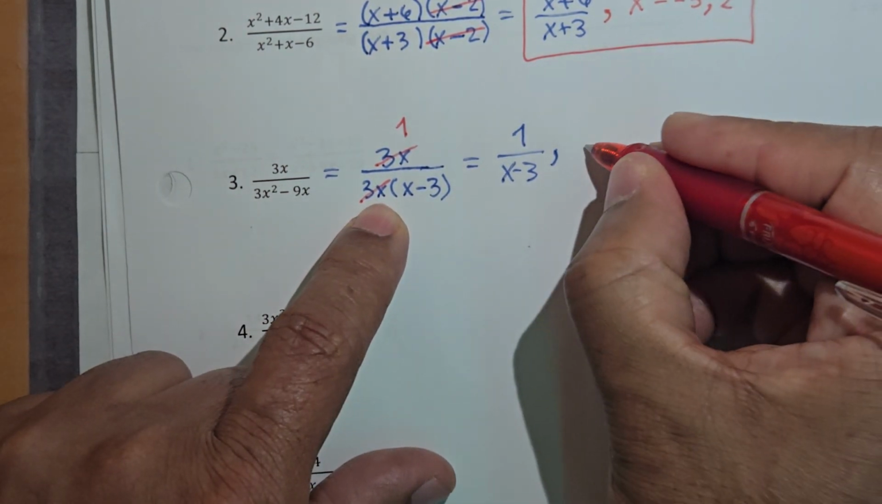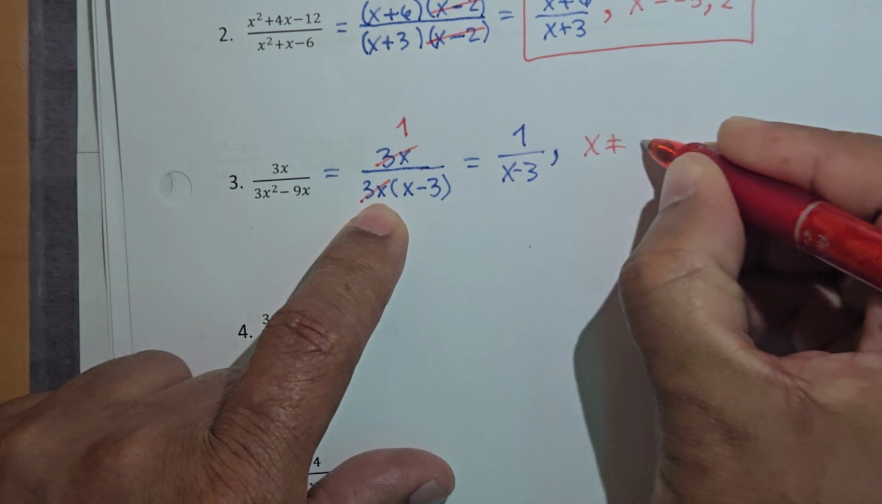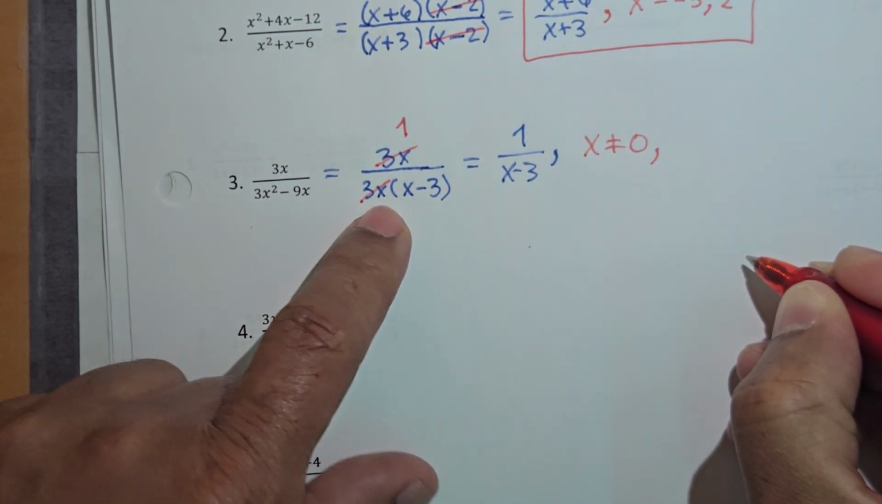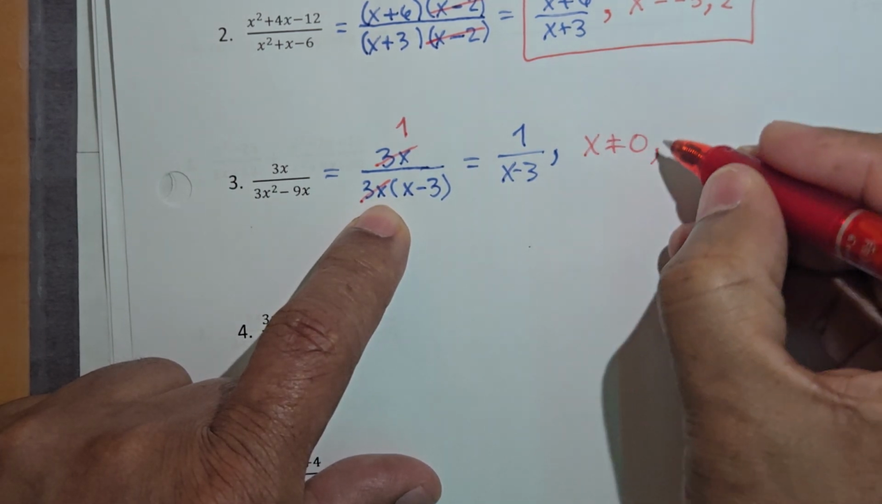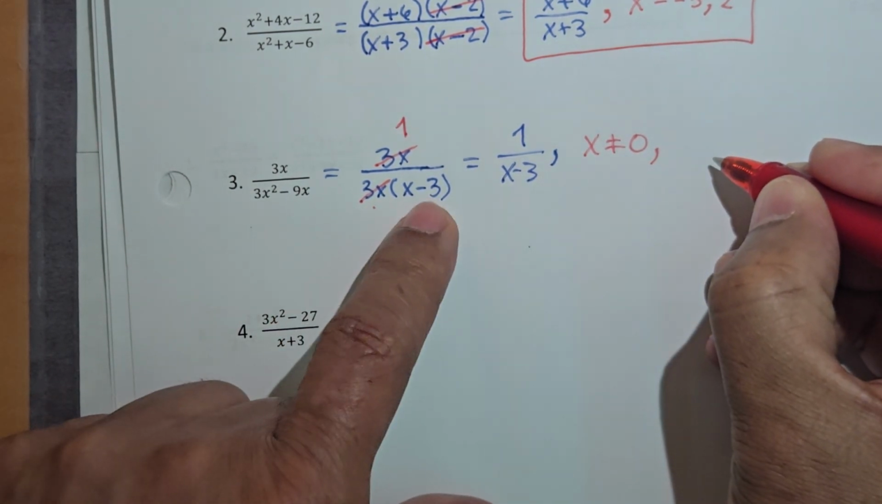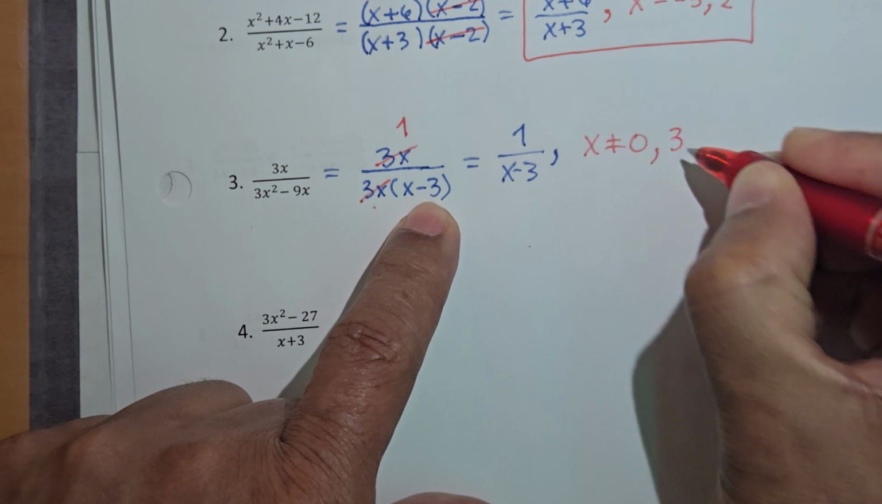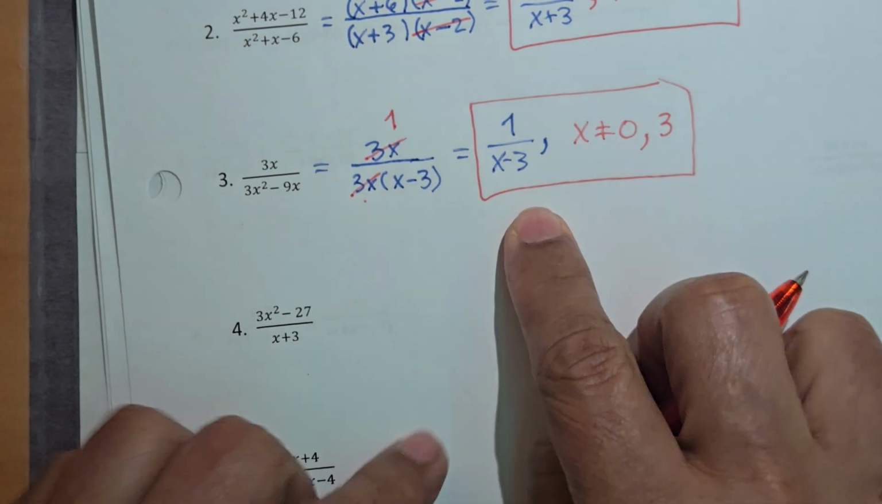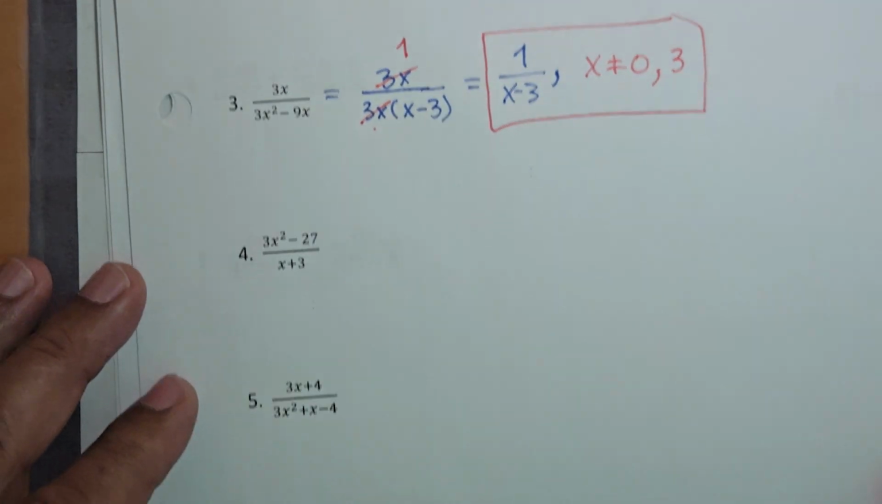For 3x, x cannot be equal to 0, okay? Because if we allow x to be 0, then everything here becomes 0, which will make it undefined. So there's an asymptote at x equals 0. For this one, x cannot be equal to positive 3. So there we have the restrictions along with the answer to this problem. Okay, so that's example number 3.